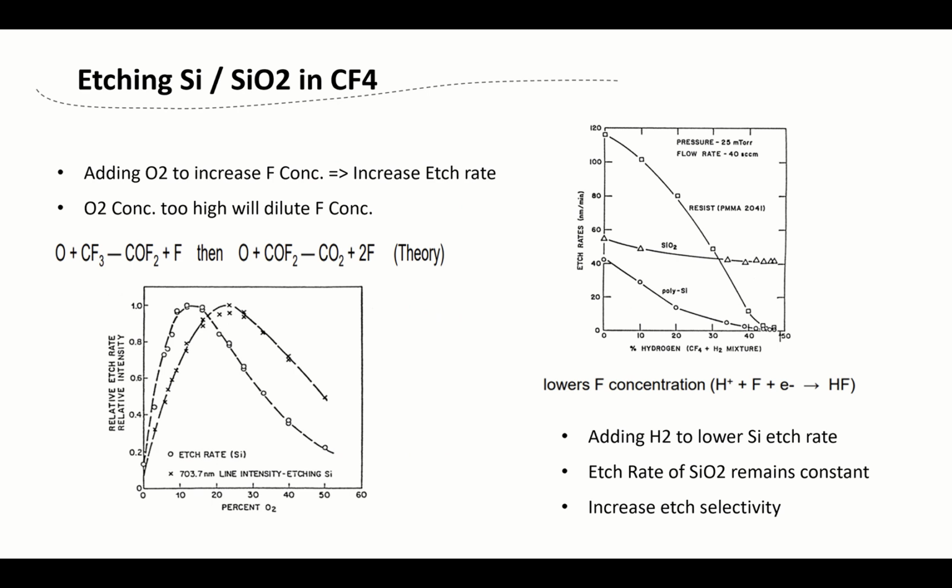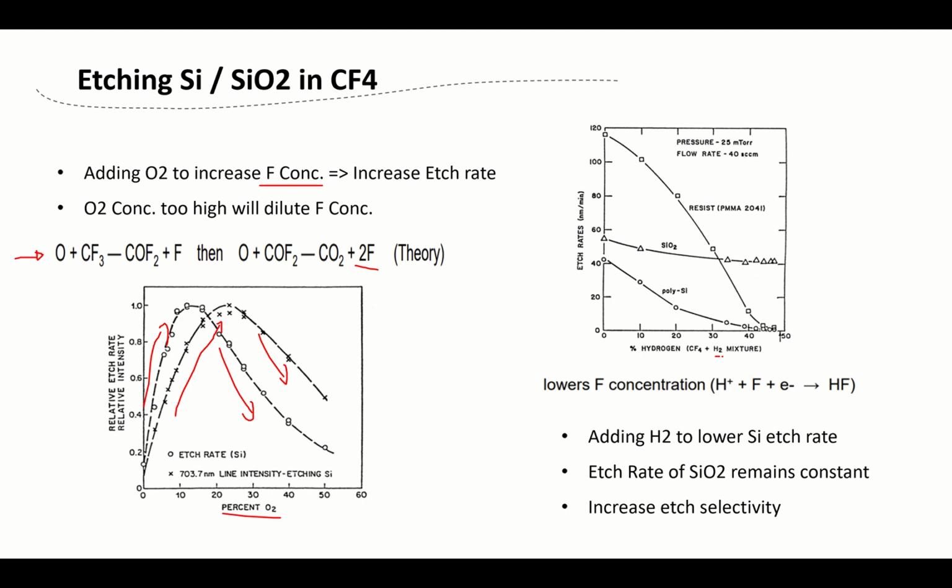And the next part is the etching of silicon and silicon oxide with CF4. As we can see, if we increase the oxygen over here, it can increase the fluoride concentration, and this is the mechanism for it. So you'll get 2F over here. You can see in the plot, if we increase the oxygen, we get an increase in etch rate. But if we have too much oxygen, it will dilute the fluoride concentration and eventually decrease the etch rate. That's for oxygen with CF4.